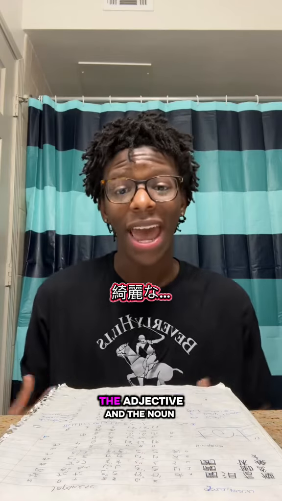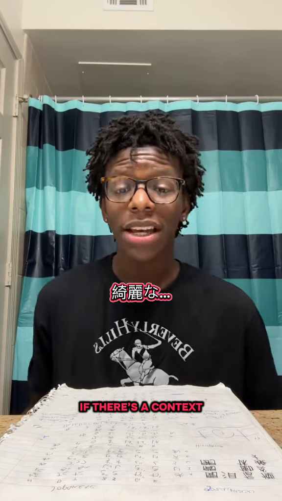So if you want to conjugate a na adjective, you just put na in the middle of the adjective and the noun. If there's a context where there's a lot of things that could be pretty or beautiful, I could say kirei na inu to let people know I'm talking about that dog right there, except for that cat or that mountain or that store or that lady.